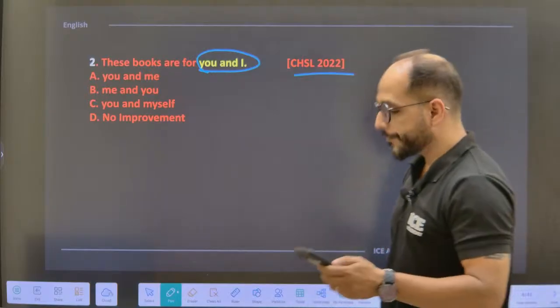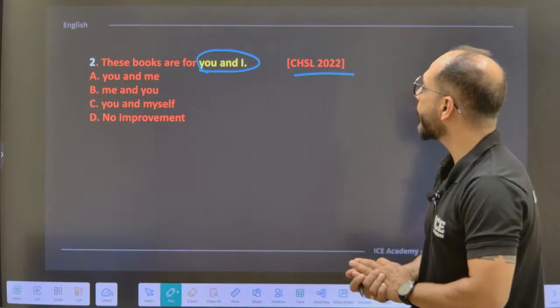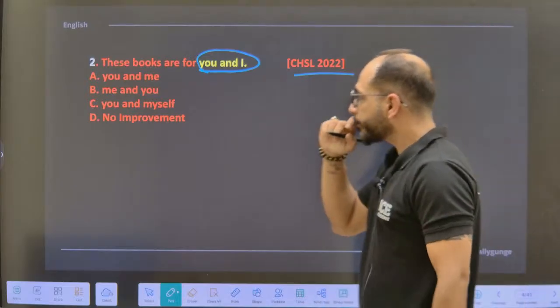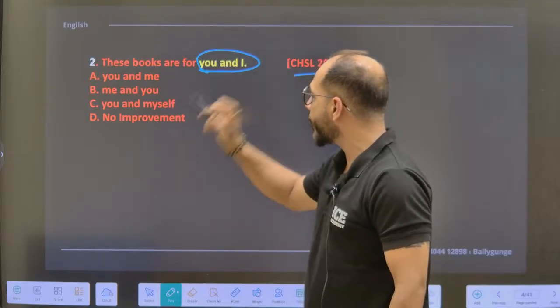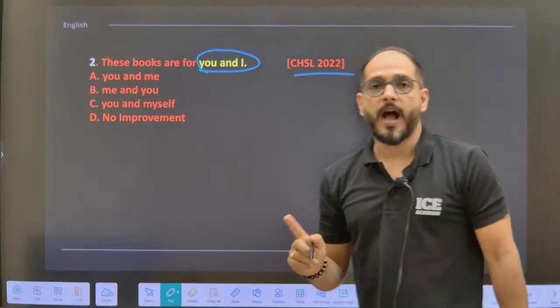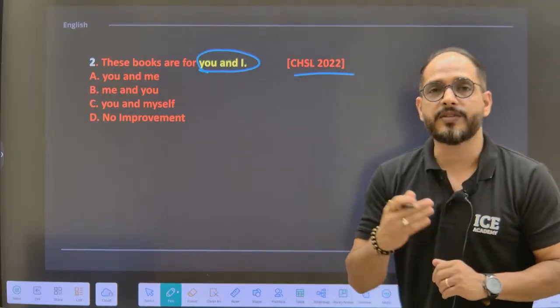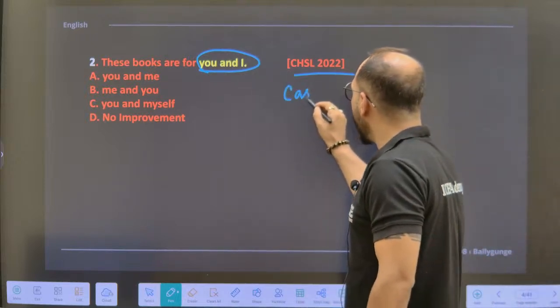শুরু করা যাক তাহলে। Question number 2, these books are for you and I. Options are you and me and you and myself, no improvement. আচ্ছা, এই কোয়েশ্চেনটাকে বোঝার আগে আমাকে এটা জানতে হবে the cases of the pronouns. কি জানতে হবে আমাকে? Case of the pronoun.